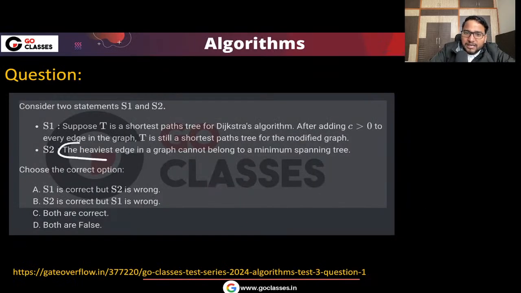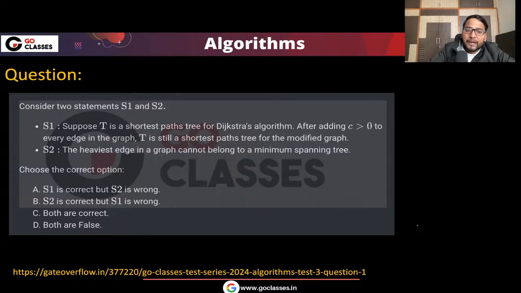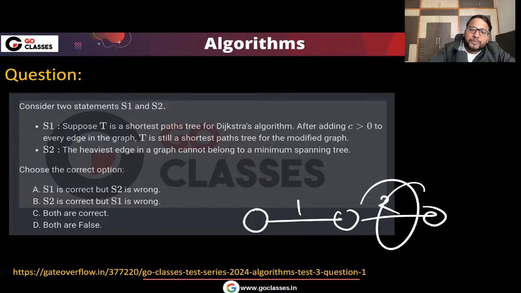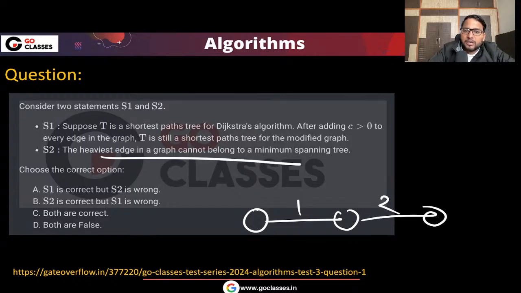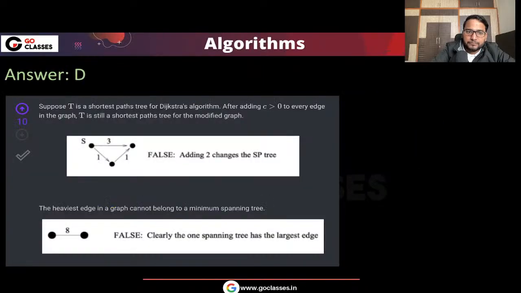The heaviest edge in the graph cannot be the part of minimum spanning tree. What do you think? The heaviest edge? No, it can be, right? So if let's suppose this is 1, 2, this is the heaviest edge, and what if it is a bridge? The heaviest edge, what if it is a bridge? So cannot be the part of any MST? No, that's wrong. So that's why this is wrong. T is still the shortest path. This is also wrong. So both are false, right? Both are false. Okay. This is easy question only. Both are false. So answer is D. Right?